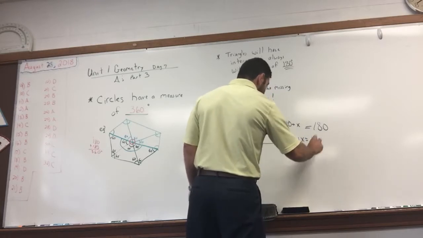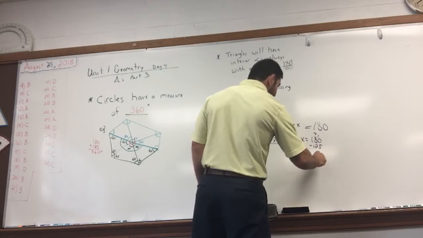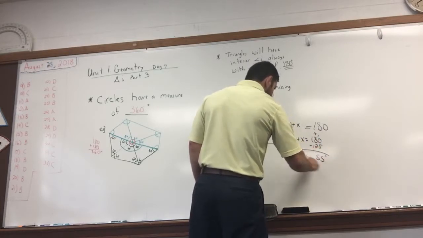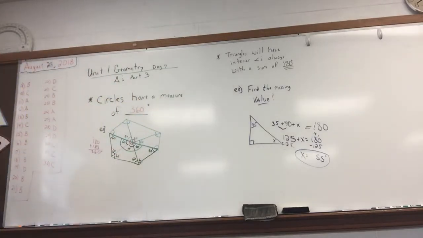Leaves me with x equals, well, let's borrow 10, 5, 5, 0. X has to equal 55 degrees. Now, how would you normally set this up to solve it? Well, pretty much the same way.